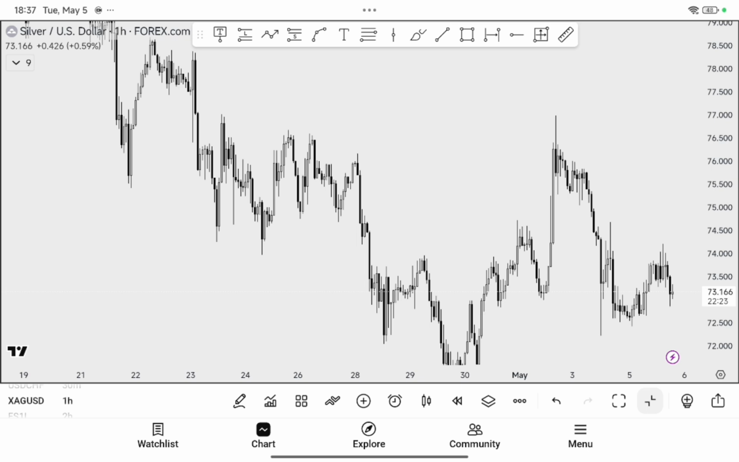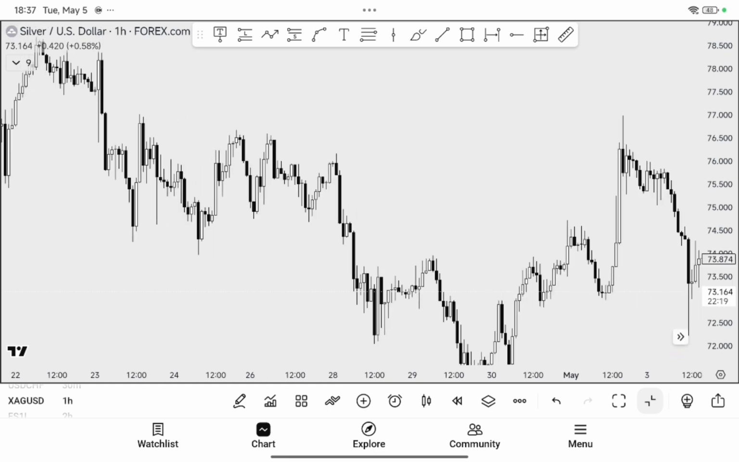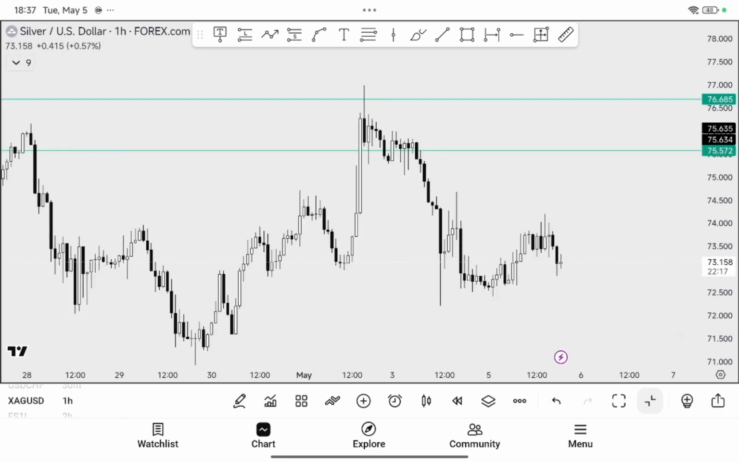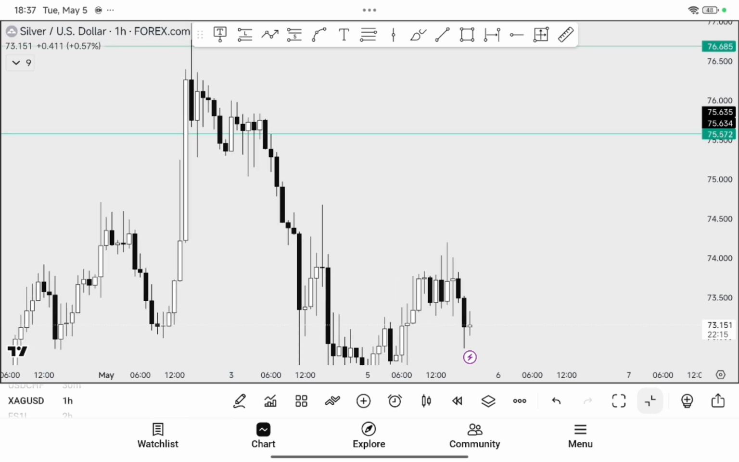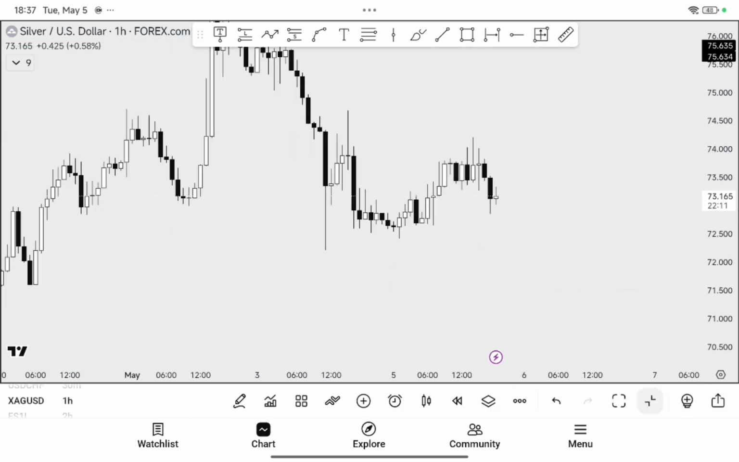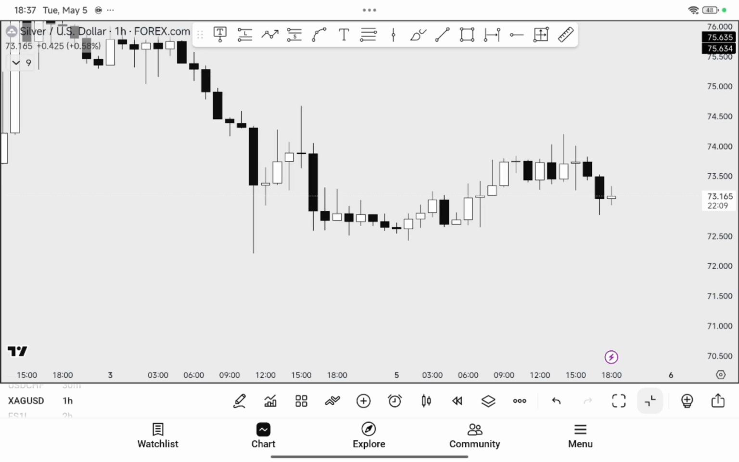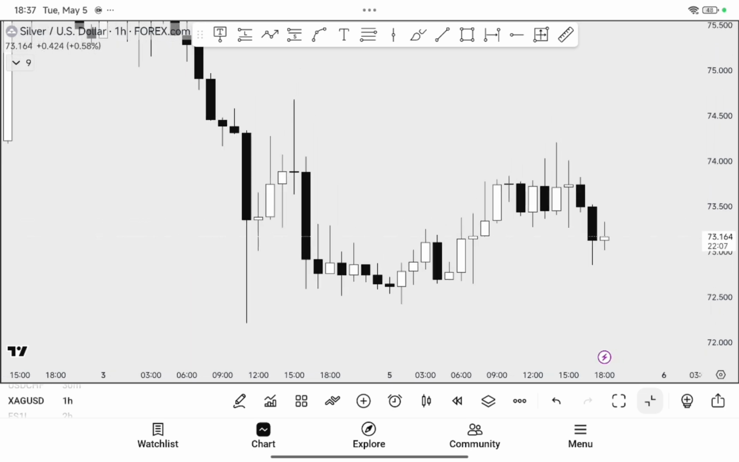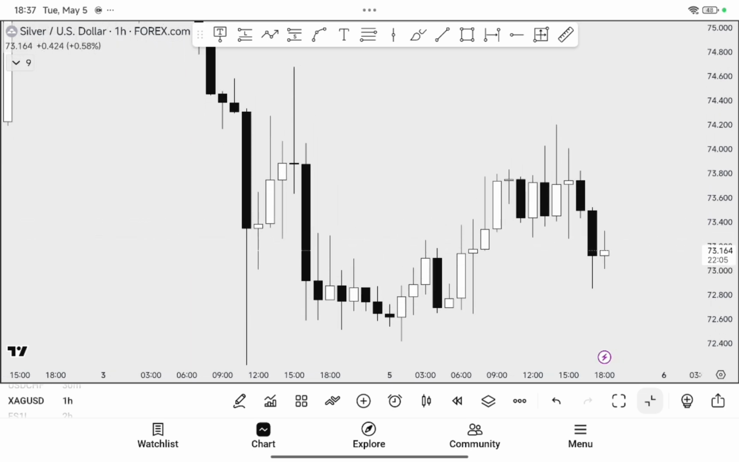I promise I will not waste anybody's time, so that's why I'm trying to make everything very, very fast and snappy. The last time we had our class, we talked about how a candle is formed, and we talked about the body and the wick. We talked about the open, the low, the high, the close. We talked about bearish candles and bullish candles.